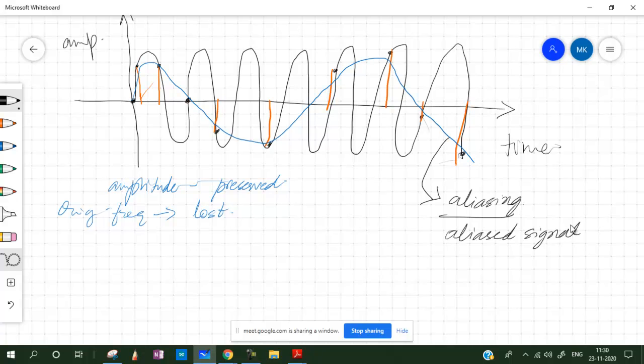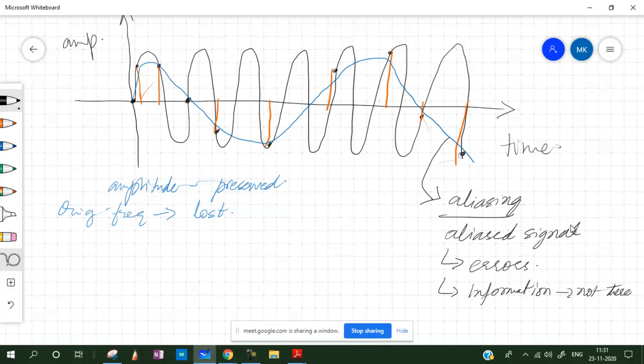Because of this, we have not been able to get the right signal. We have got an alias signal, which is full of errors, and information that is actually not present. So we have got a different information, not the right information.